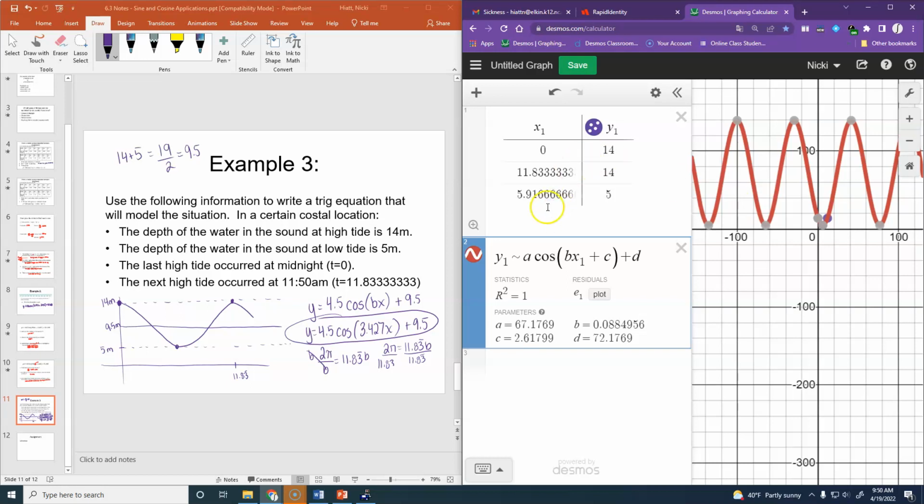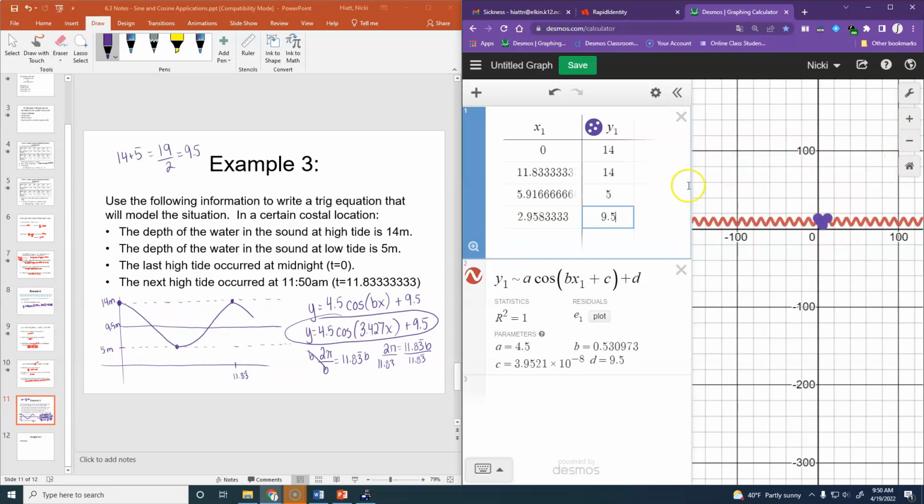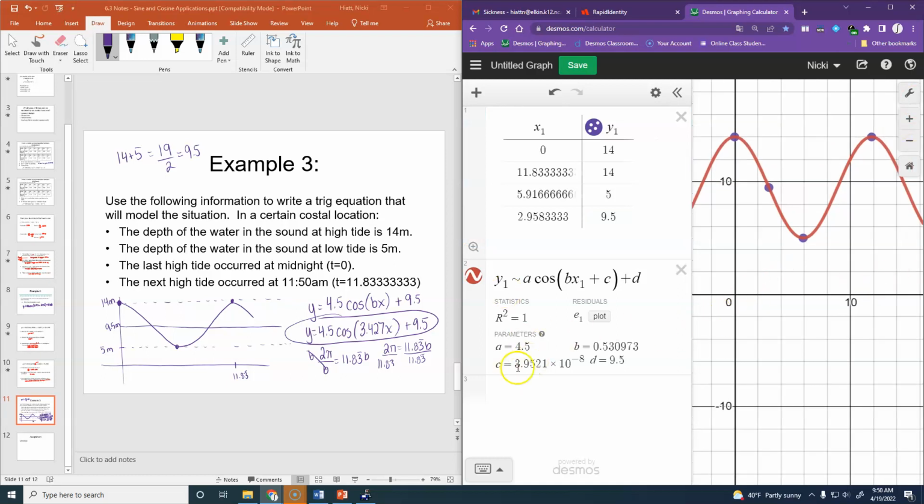If we tried here, I don't know if it even worked. We put in the midline. Let's see. Let's just try it. 2.9583 repeating. That would be 9.5. It will. So if you did it with this, it does a good job there. You would have to have probably at least those 4 data points for it to come up with something decent on that.